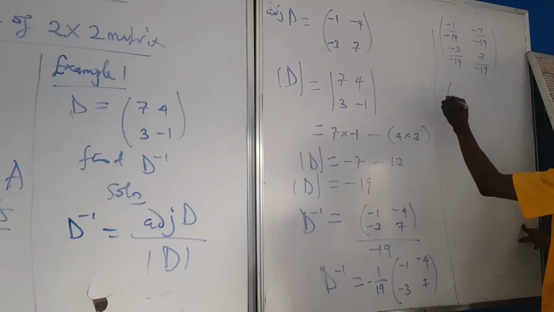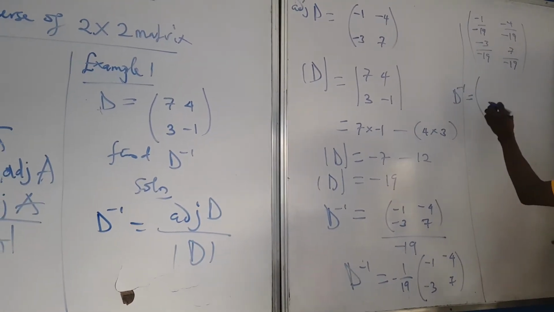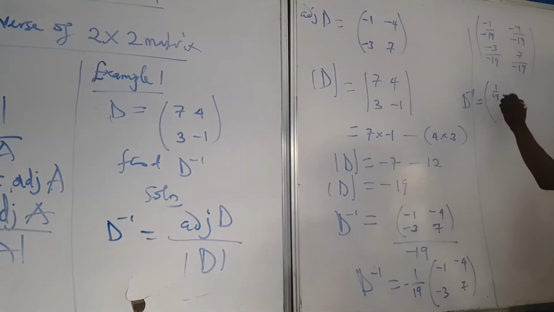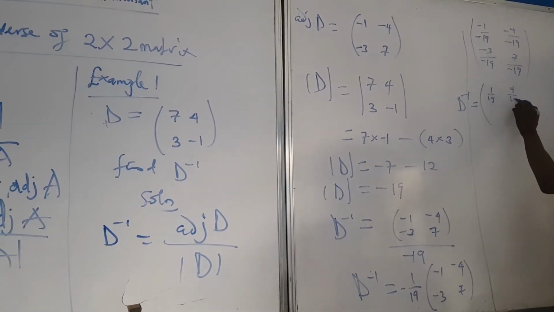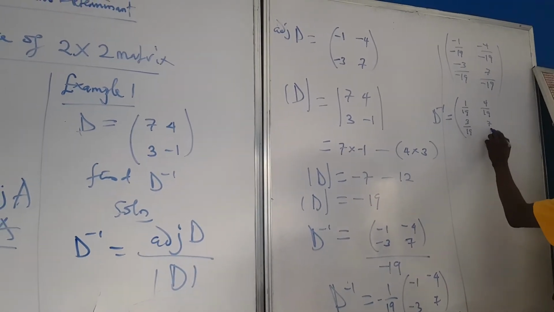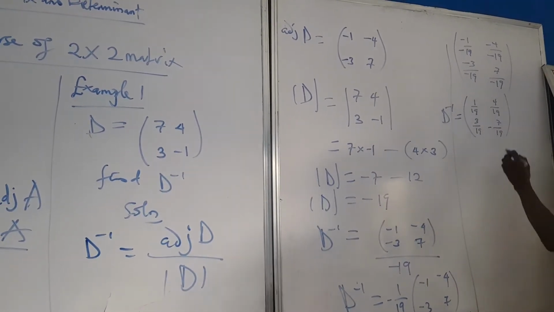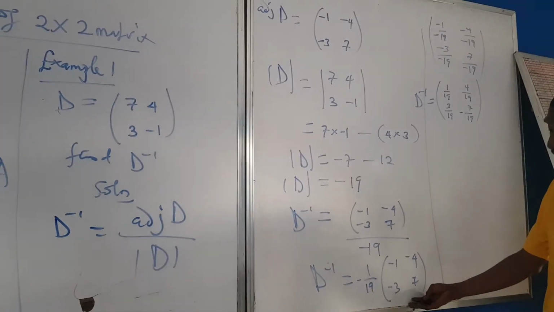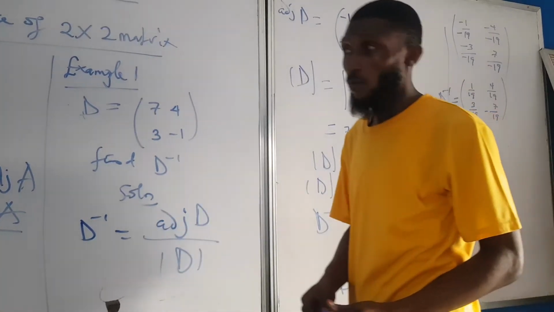Where we have it to be, D inverse is the same thing as 1 over 19, 4 over 19, 3 over 19, and 7 over minus 19. And that is that. And if you leave the answer as it is, it is still the same thing.